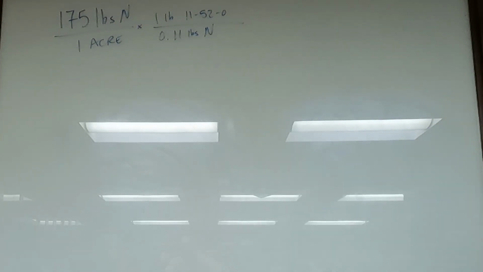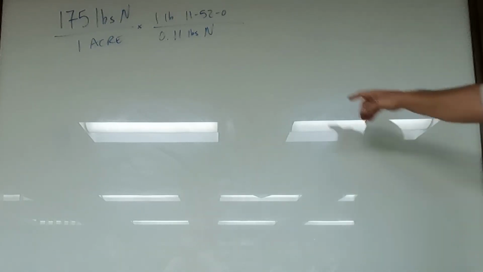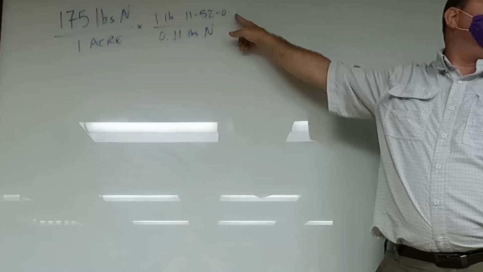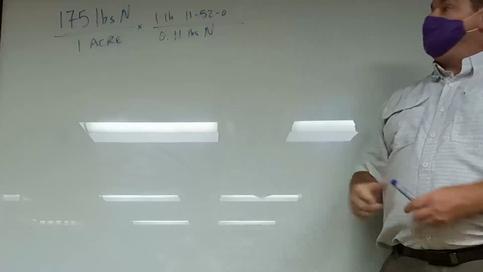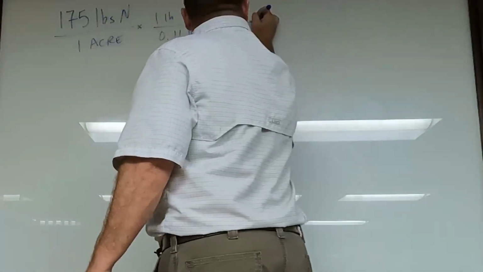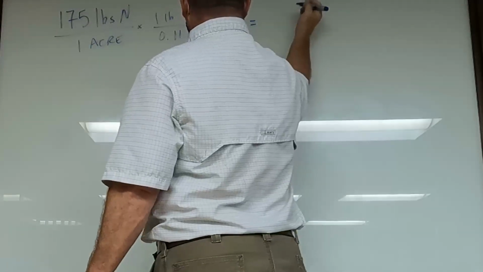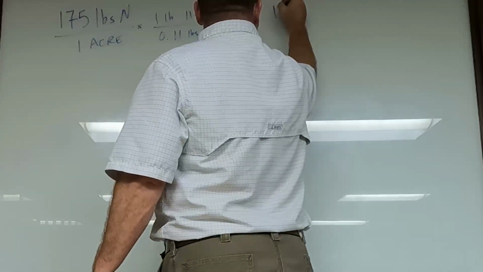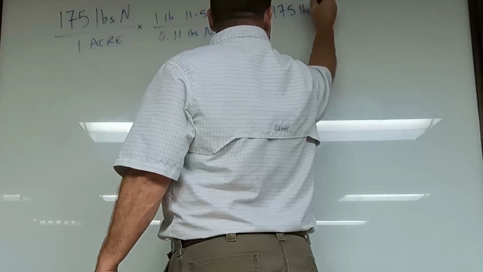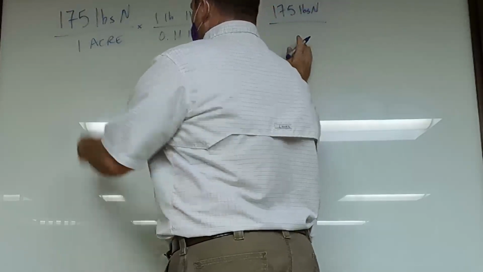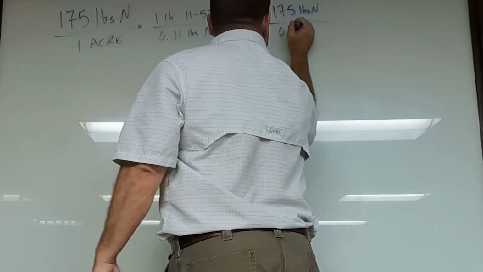And if you'll start out setting your problems up this way, you won't have that big of a deal when we go to figure out whether you're putting out pounds of nutrient or pounds of fertilizer. Typically, when I say how much, that's going to be what goes on top. And so if we multiply this straight across, we have 175 times 1, which is 175 pounds of N.